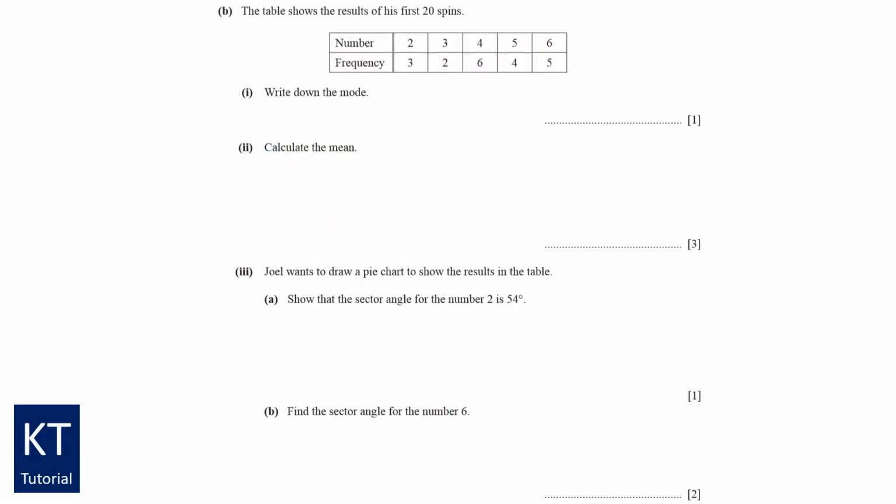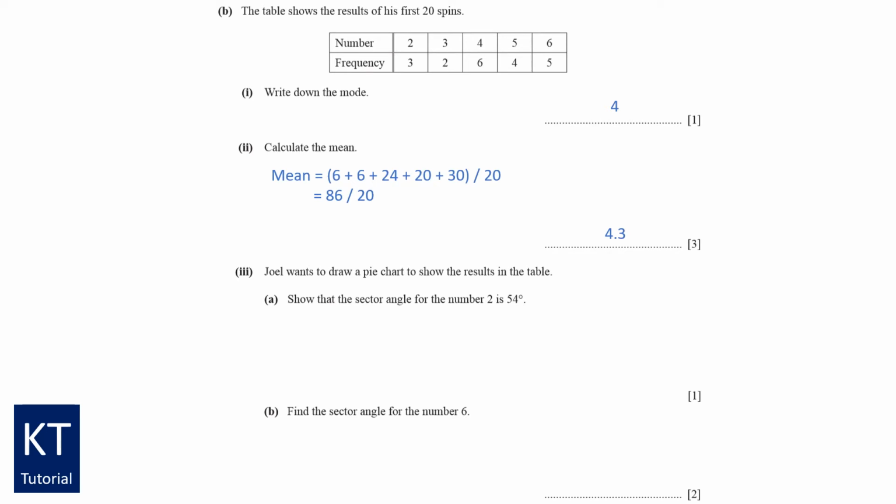Question 3b. The table shows the results of its first 20 spins. Write down the mode. The mode is 4, being the one with the largest frequency. Next, calculate the mean. The mean can be calculated by the sum of the product of the number and its associated frequency, and this total being divided by 20.